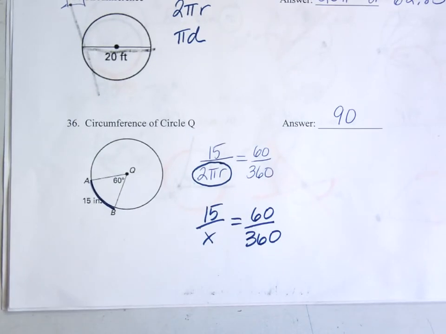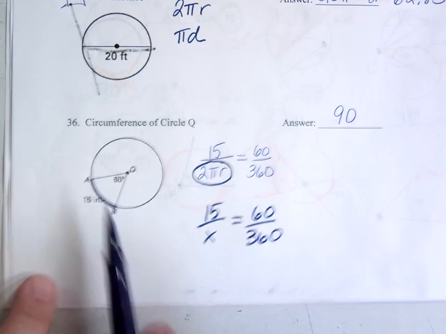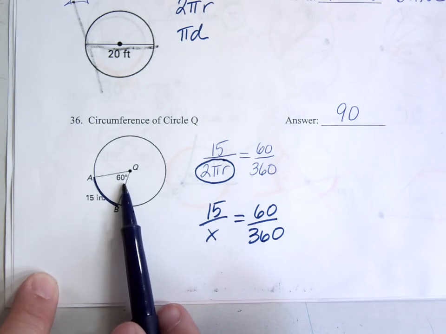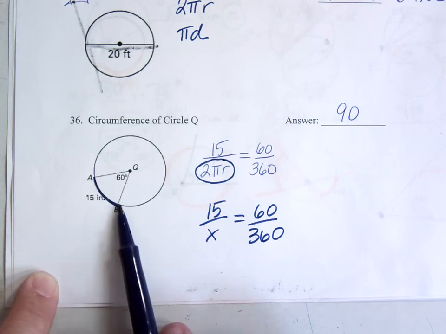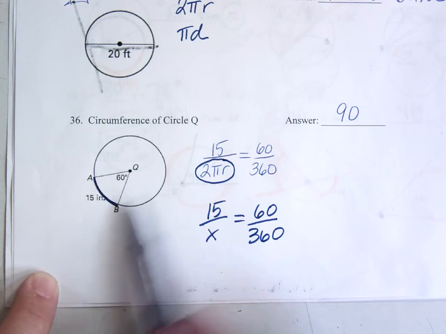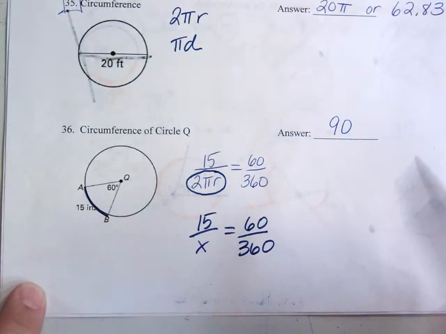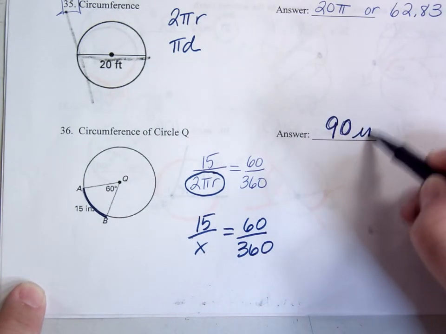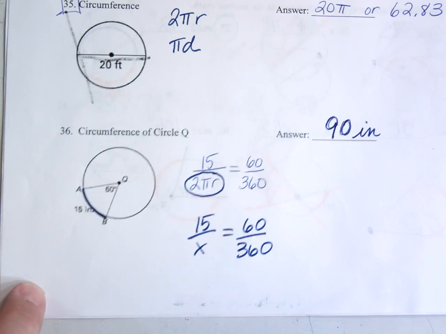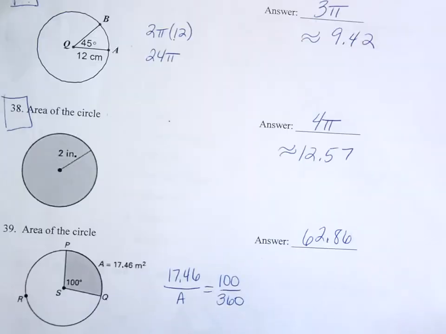An even faster way of doing it on this one is the fact that 60 goes into 360 6 times. So if this piece is going to be repeated 6 times, you just do 6 times 15 and you get 90. So that's the quickest way to do this one. So 90 inches. I know I have warned you that I'm not the best with units, but that's what it would be if we were being picky.